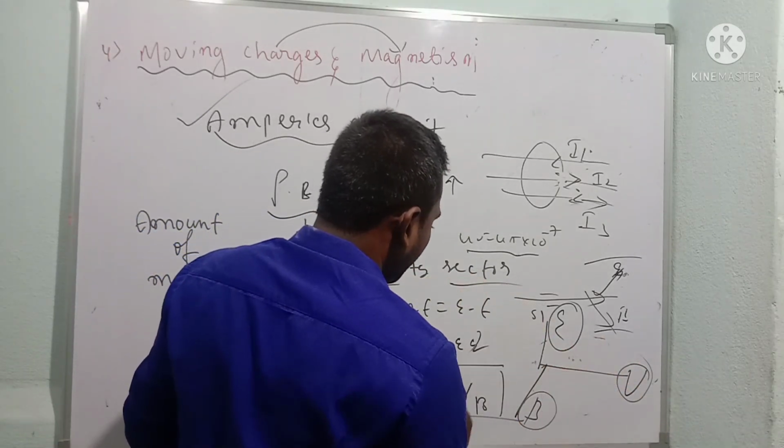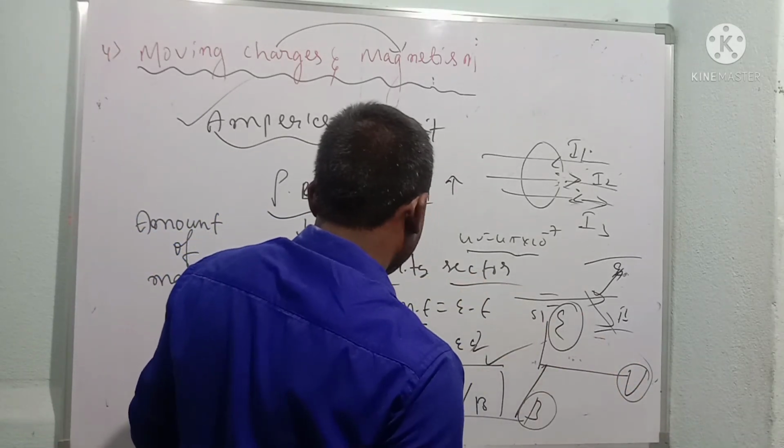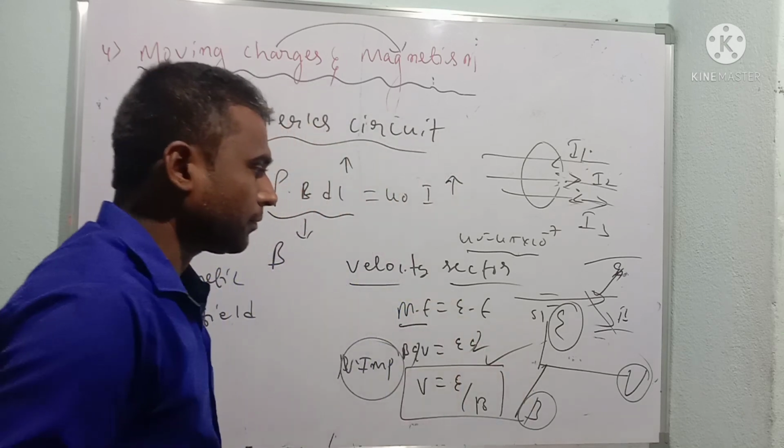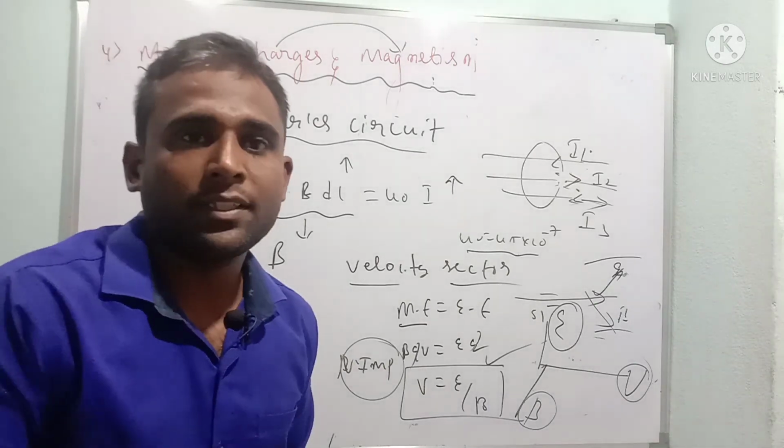So this is called the velocity selector. V is equal to E by B. Remember this. Please note it down. The remaining topics we'll discuss in the part 2 video.